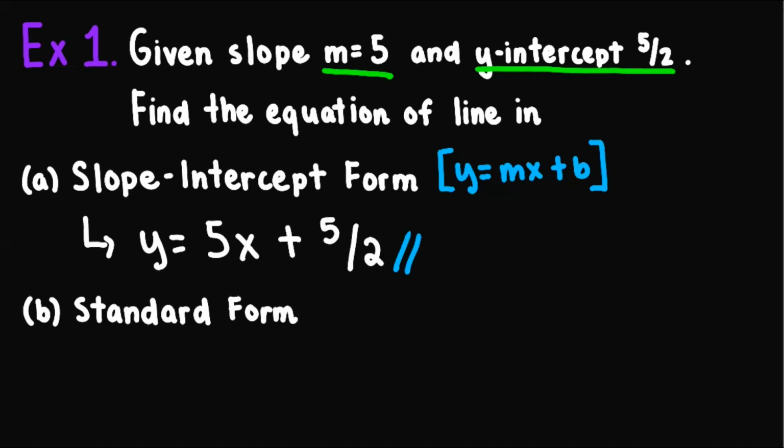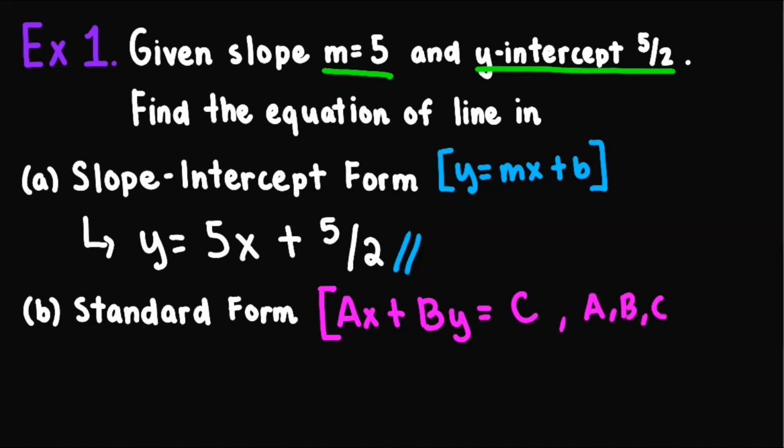How about the standard form? Recall that in the previous video, the standard form is given by ax plus by equals c, wherein x and y are the variables and a, b, and c are integers, with a, let's put some emphasis on this, with a being positive.